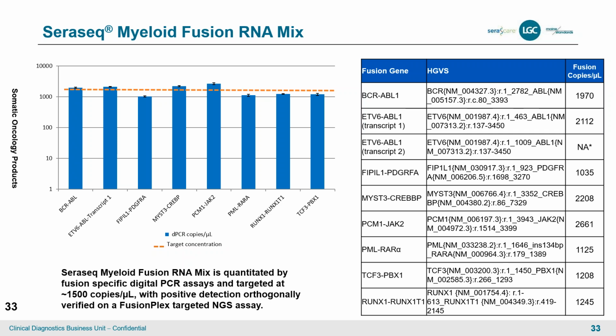Again, this is the validation for the RNA. These are the RNA variants, the fusions, that are included in the product on the right side. And on the left side, we obviously looked at the digital PCR copies, right? Again, to show you that the right amount of product is being quantitated and going into the product.